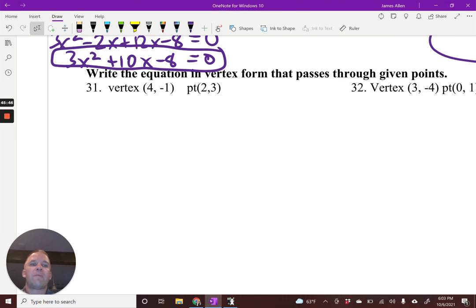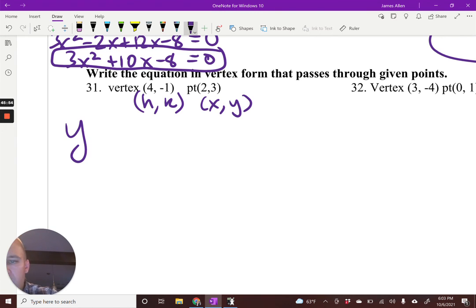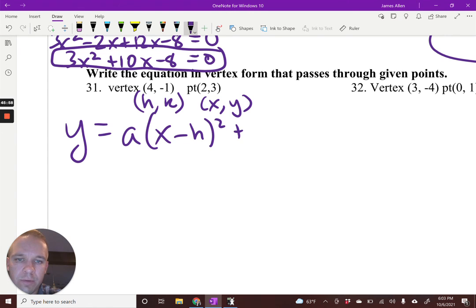Write the equation in vertex form that passes through the given points. So this is my vertex, which means that this is h and this is k. My point is then x, comma, y. And I can use the form y equals a times x minus h squared plus k. I'm going to plug everything that I know, and I'm going to solve for what I don't, which is a.